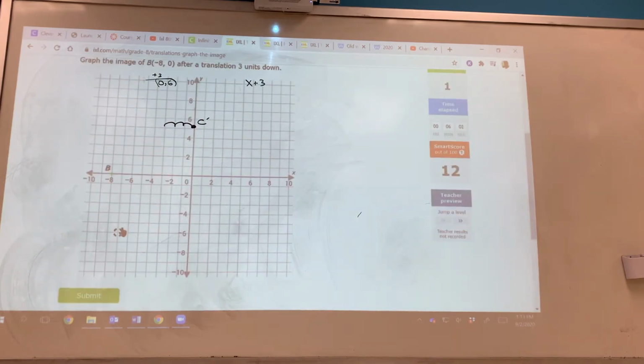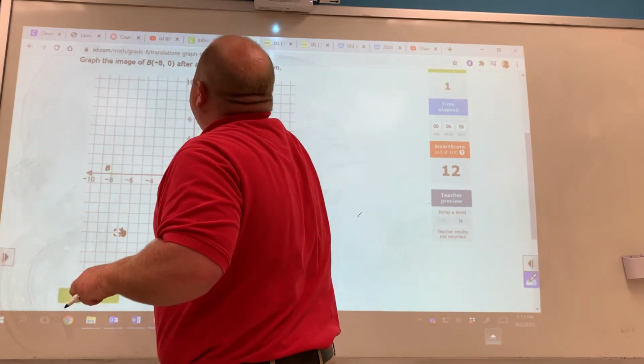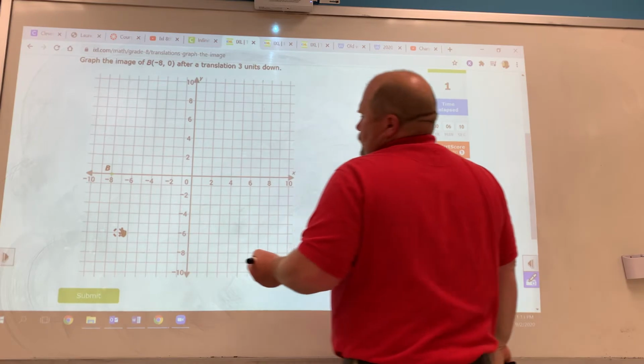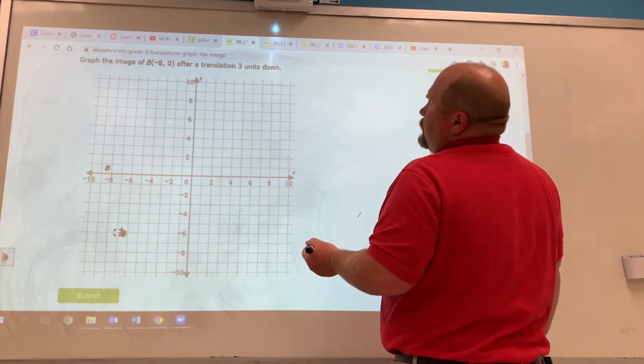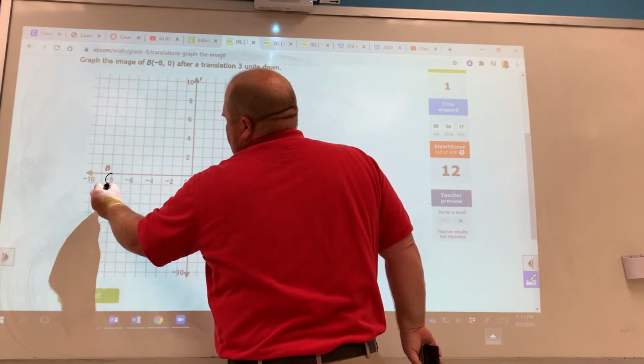All right, next problem. Graph the image B, which is at -8, 0 after translation is 3 units down. So we're going to go 3 units down. All right, so it's at -8, 0. So we're going to go 1, 2, 3.